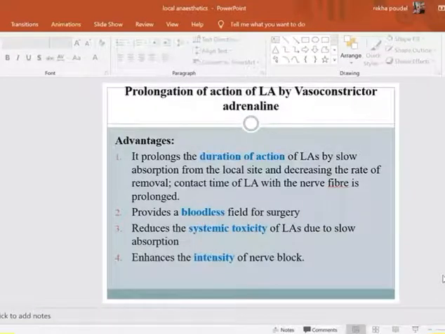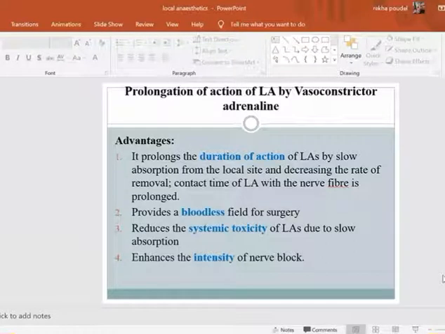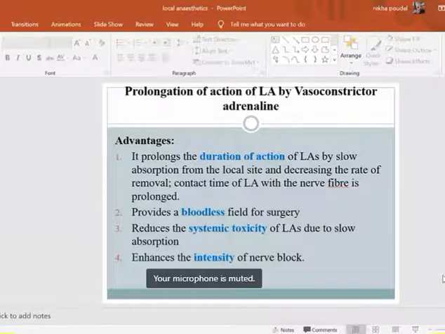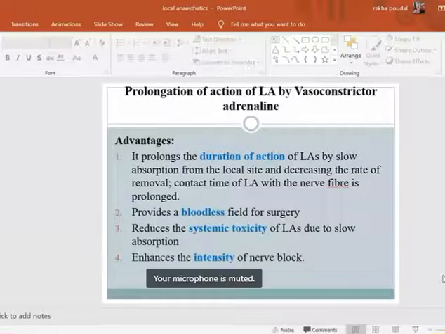So why do we give adrenaline along with local anesthetics? What are the advantages of giving the local anesthetics along with the vasoconstrictor, that is adrenaline? What are the advantages of giving these two drugs in combination? Number one is it will prolong the duration of action of local anesthetics by slow absorption from the local site and decreasing the rate of removal.